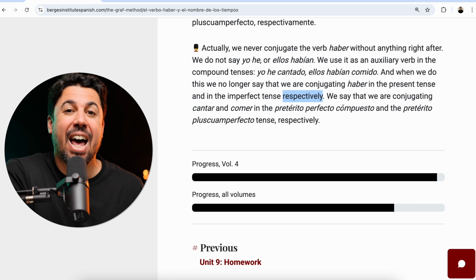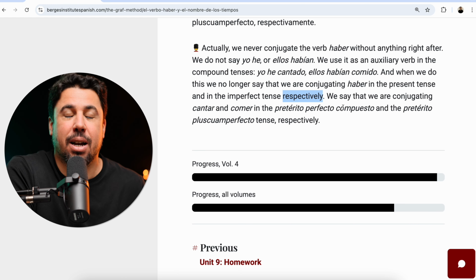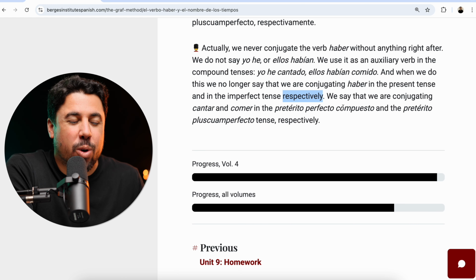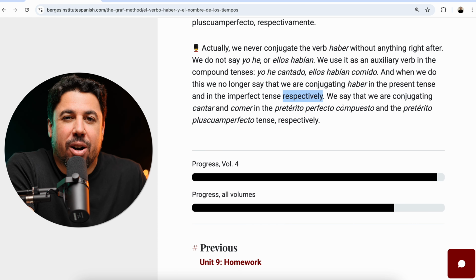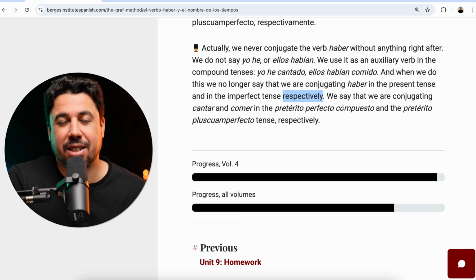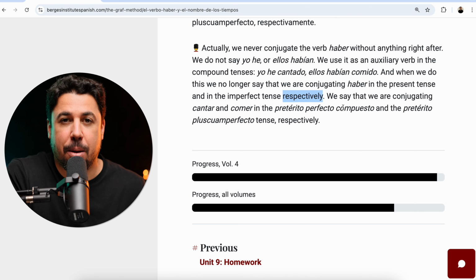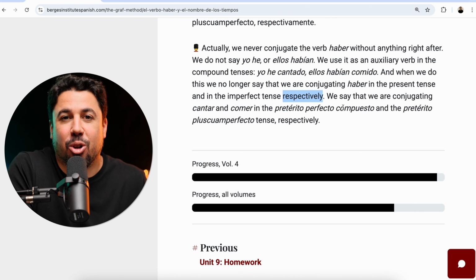And for I had eaten, yo había comido. Yes, we are conjugating haber in the pretérito imperfecto tense. Había, habías, había. But what we are really doing is we are conjugating comer in the pretérito pluscuamperfecto tense. Yo había comido, tú habías comido. And yes, that includes haber in the pretérito imperfecto tense.